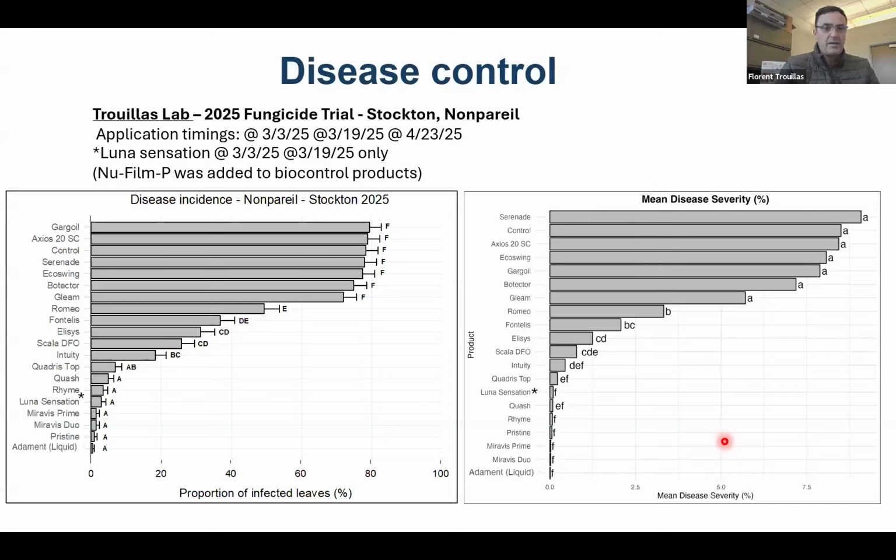Here we added Nu-Film-P as a surfactant, a sticker, for some of these biocontrol agents. And again, what we see is really little, but improved efficacy from some of the biocontrols, where we start to see some disease control, if you look at Romeo and Gleam. But overall, again, the best top results from these trials were achieved with anything from Quadris Top, Luna Sensation, again Quash, Rhyme, Pristine, Miravis Prime, Miravis Duo, and Adamant. Okay, so very, very, very good products here.